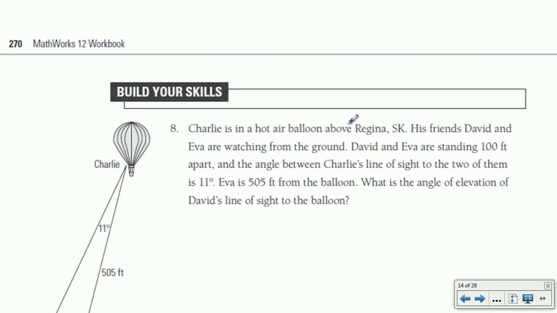Charlie is in a hot air balloon above Regina, Saskatchewan. His friends David and Eva are watching from the ground. David and Eva are standing 100 feet apart, and the angle between Charlie's line of sight to the two of them is 11 degrees. Eva is 505 feet from the balloon. What is the angle of elevation of David's line of sight to the balloon?